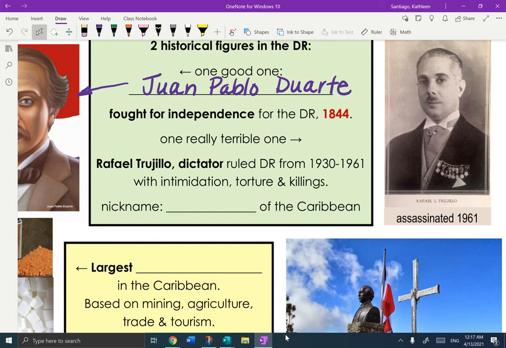In 6 days, he killed 17,000 to 35,000 Haitian people in the Dominican Republic. He was a huge violator of human rights, and he used the island for his own personal gain. He was eventually assassinated in 1961. He earned the nickname, if you look at his small mustache, that will help you, right? Hitler of the Caribbean. Not a good man.